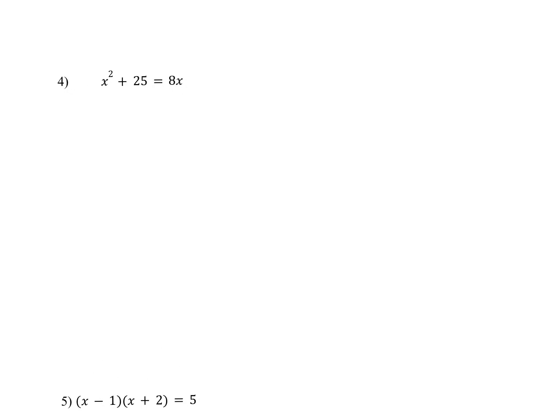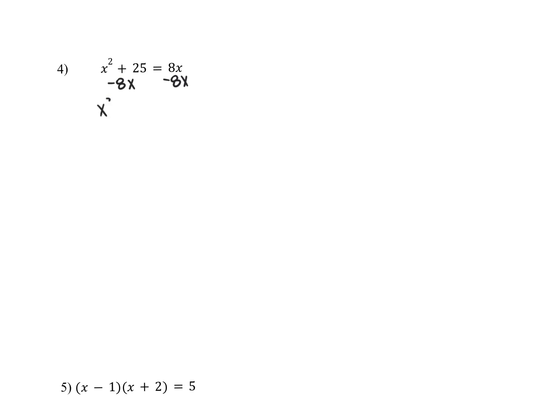So our next example, we have x squared plus 25 equals 8x. Similar to the last problem, my first step is going to be to subtract that 8x, so we get our quadratic equal to 0. So you have x squared minus 8x plus 25 equals 0. So a is 1, b is -8, and c is 25.